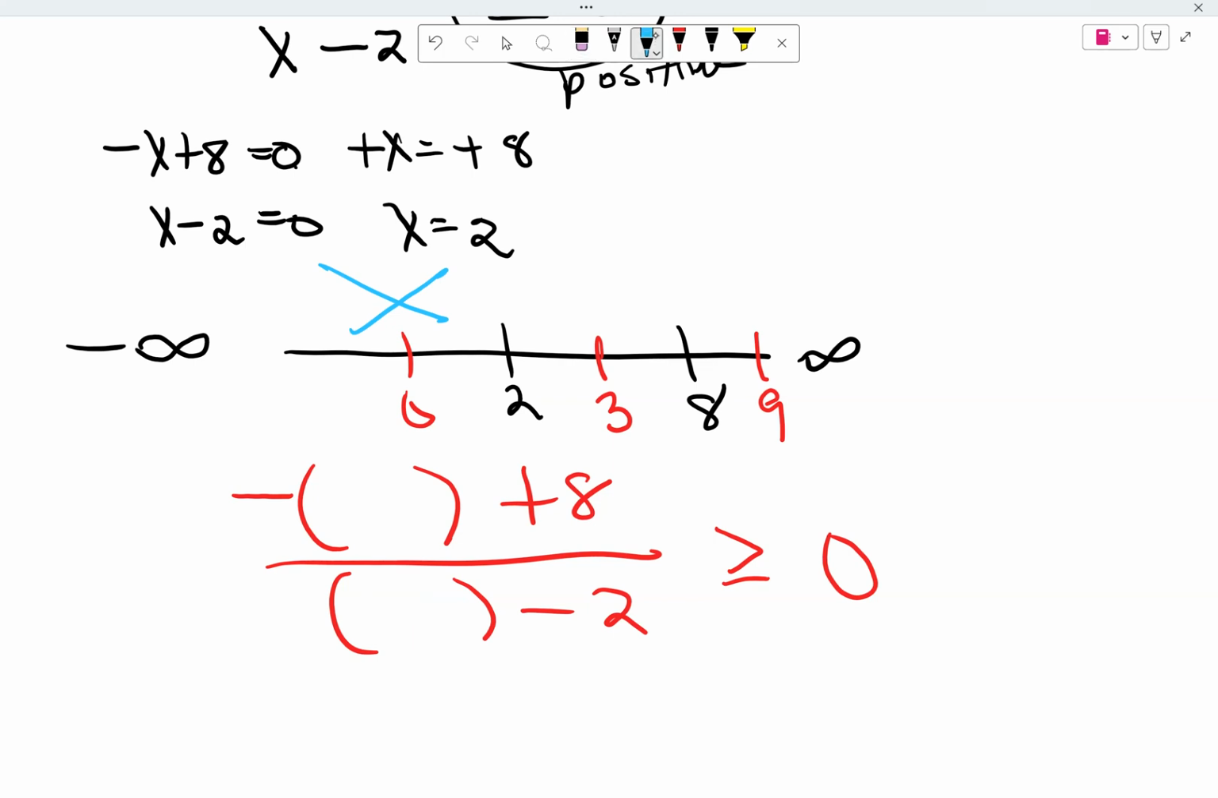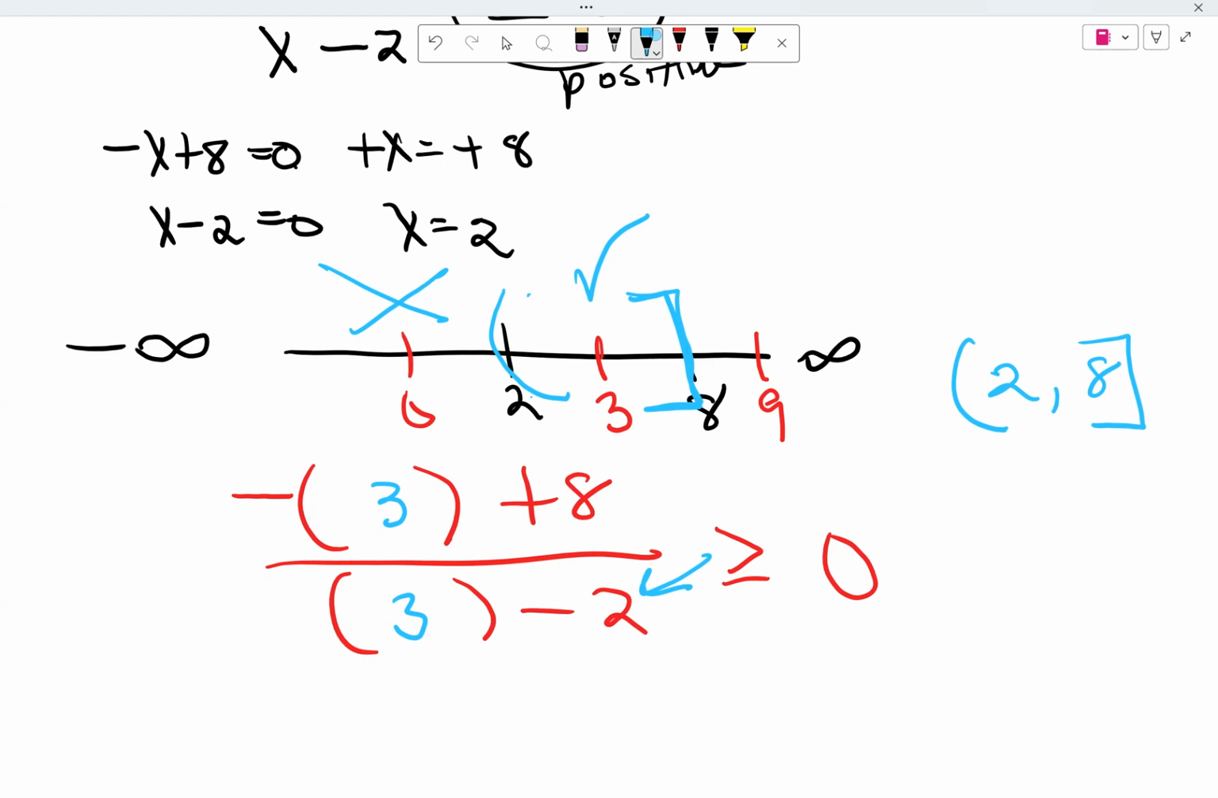Do the same thing. Now let's put in the 3. If I put a 3 here, that's a positive 1. And that's going to be a positive 5. So this meets criteria. So this is definitely one of my solutions. I am going to say in this case, it cannot be 2, but it can definitely be 8. So make sure that you use the interval of 2 not inclusive and 8 inclusive. Because the 2, because of the denominator issue, right? That's why we cannot have 2.